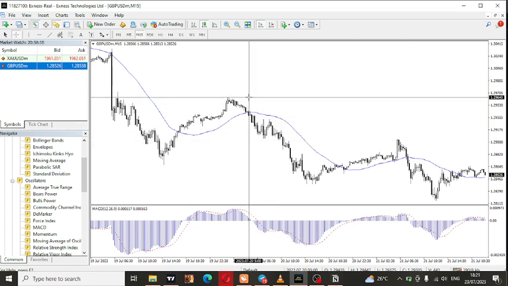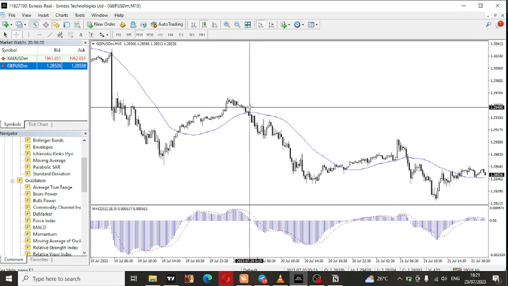So guys, this strategy works very well, but you still need to couple this strategy with good risk management and a sound trading mindset.